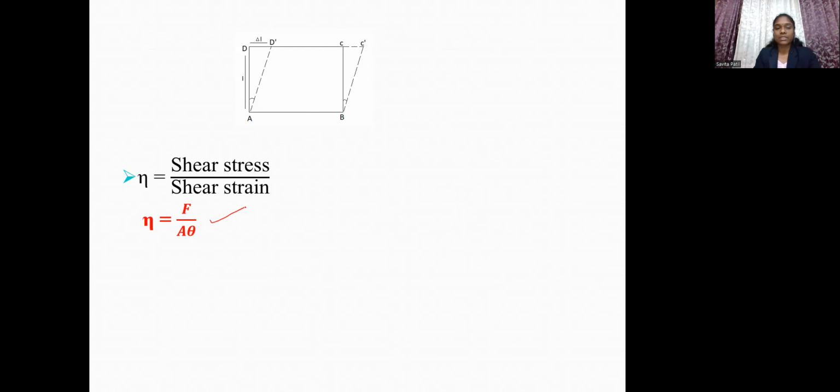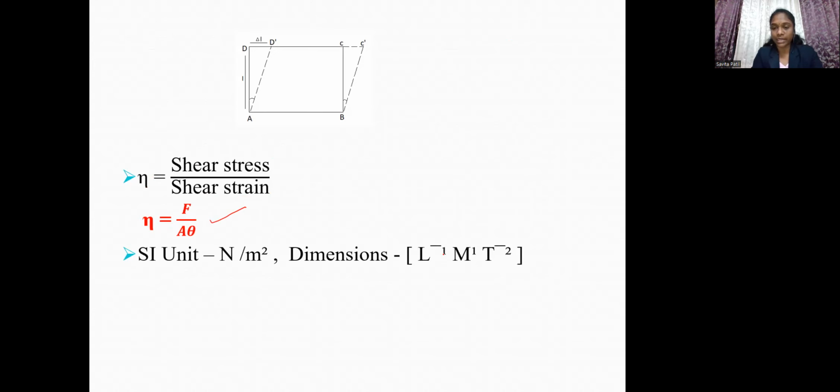Let us write the SI unit for modulus of rigidity. Strain has no unit and dimensions. So modulus of rigidity has the same unit and dimensions as that of the stress. So its SI unit is Newton per meter square, and its dimensions are L raised to -1, M raised to 1, T raised to -2.